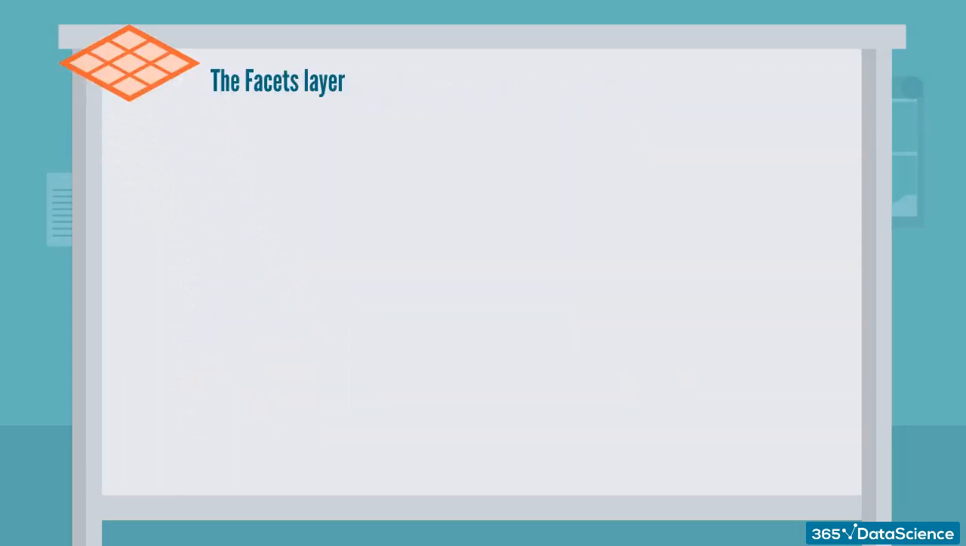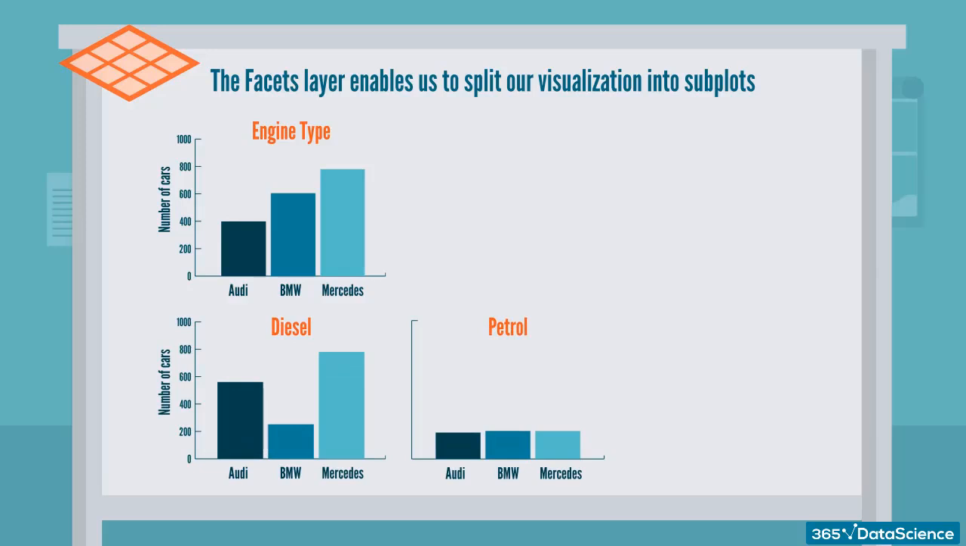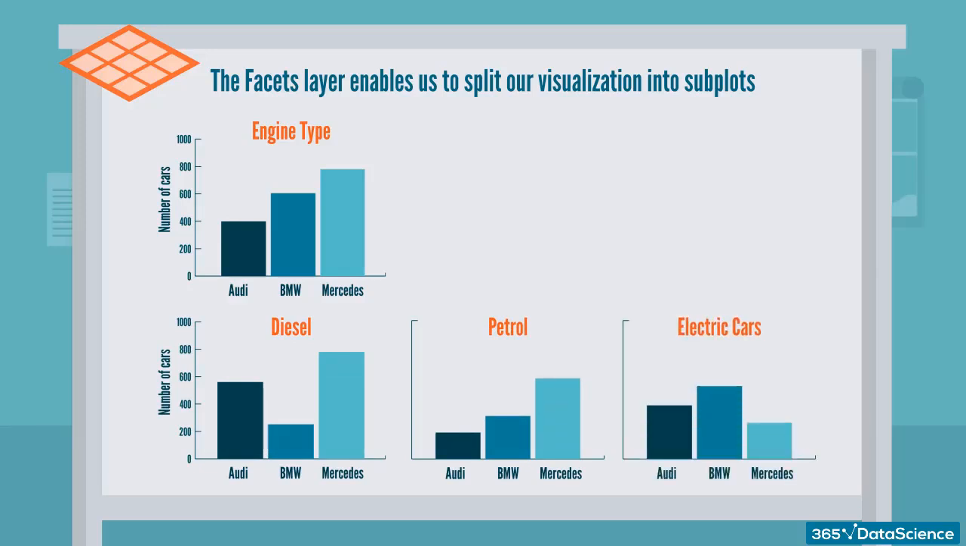The facets layer enables us to split our visualization into subplots, according to a categorical variable or variables. Subsequently, each subplot corresponds to a subset of categories of the variables. For instance, say we have an engine type variable in our data, containing diesel, petrol, and electric engine cars. Using the facets layer would allow us to divide our data set into 3 plots, each containing one of the 3 categories: diesel, petrol, and electric cars.